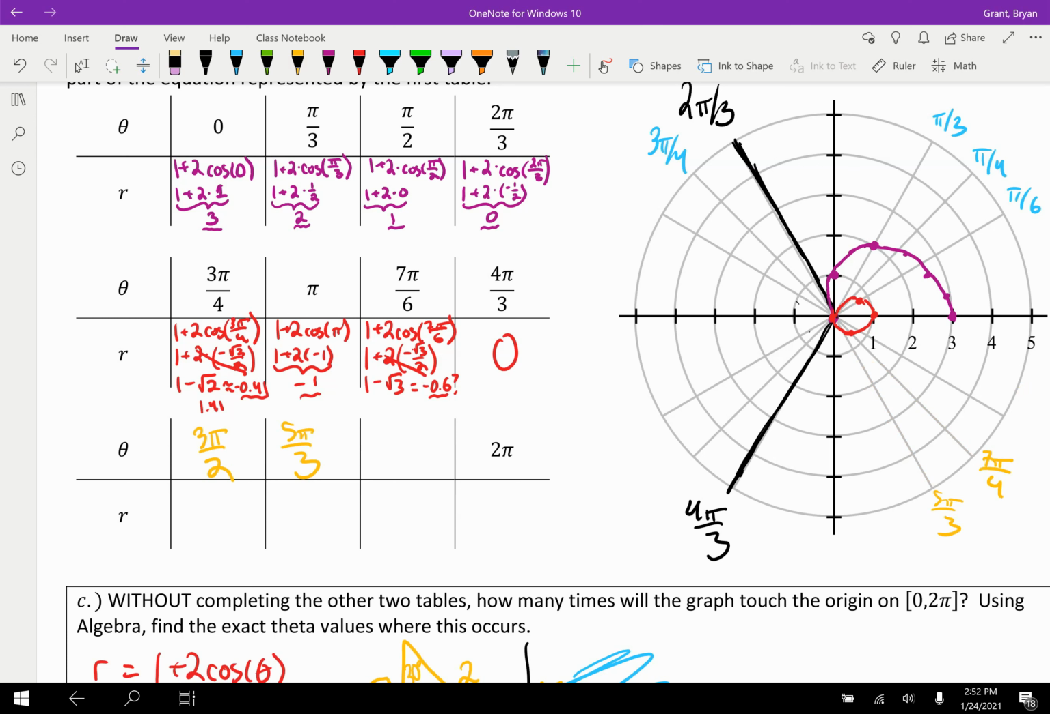So, yeah, let's rock and roll. 3 pi over 2, 1 plus 2 cosine of 3 pi over 2. That is 0. And then this just becomes 1. So, we're here. Okay, and then 5 pi over 3, 1 plus 2 cosine of 5 pi over 3, is 1 plus 2 times a half. We're positive now that we're in that fourth quadrant. 1 plus 1 is 2. So 5 pi over 3, we're out to 2.